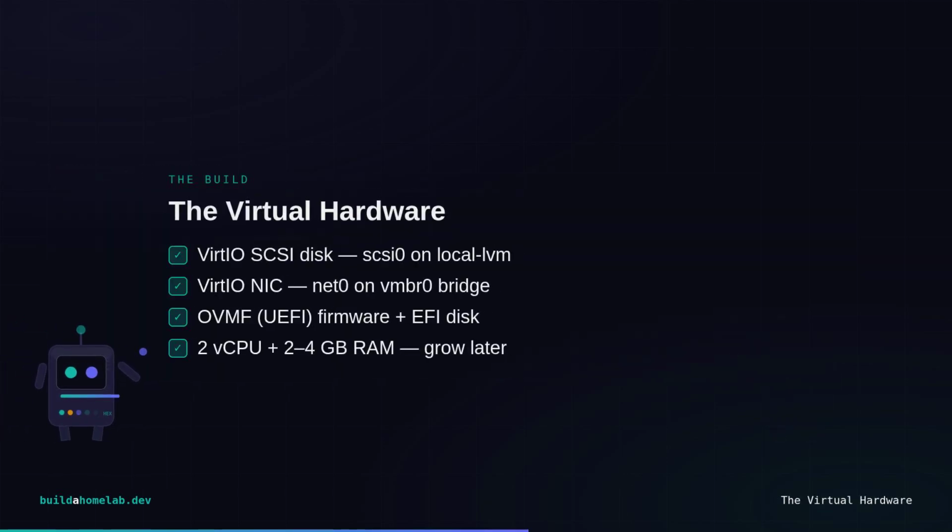Here's the hardware you're building. A VirtIO SCSI disk on local-lvm. A VirtIO network card on the vmbr0 bridge. OVMF firmware with an EFI disk. 2 vCPU cores and 2 to 4 gigs of RAM is plenty for a Linux server. You can grow it later while the VM is stopped.